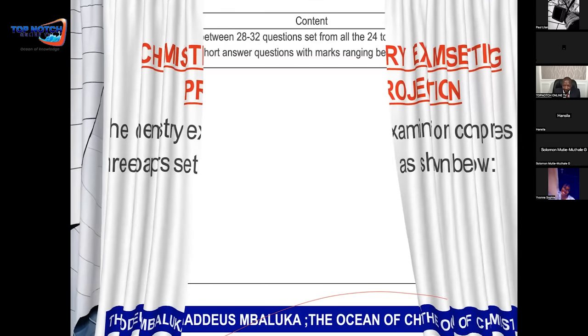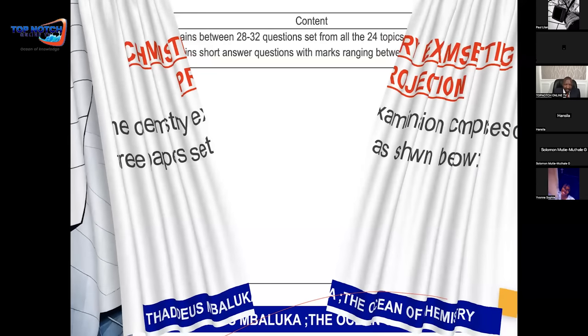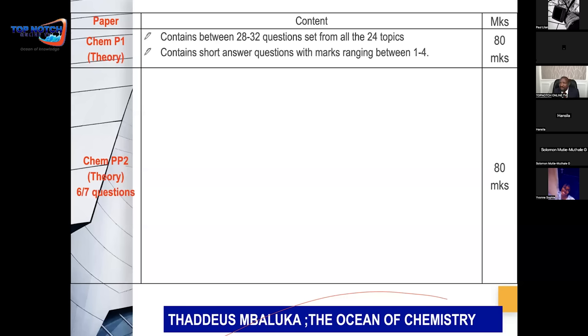We find that we have paper one. Paper one used to contain 28 to 32 questions, but nowadays paper one contains 27 questions. So likely all the paper ones you are going to get, even the paper one for this year, will have 27 questions. It contains short answer questions, which range between 1 mark and 4 marks, and it is set from the entire syllabus. That is all the 24 topics.